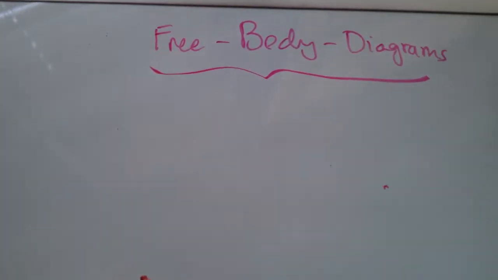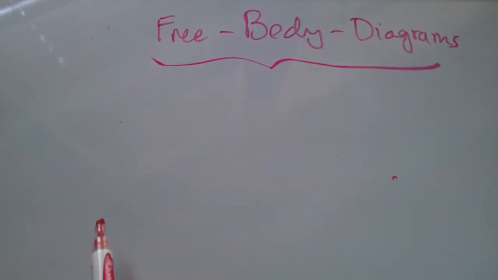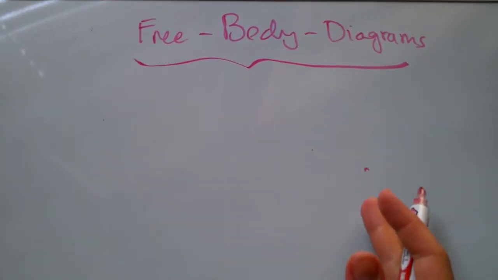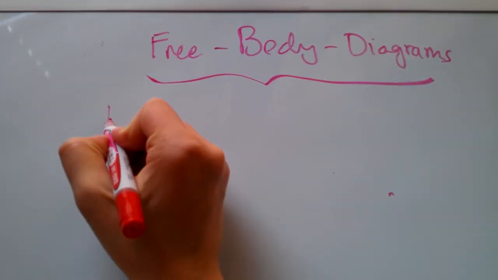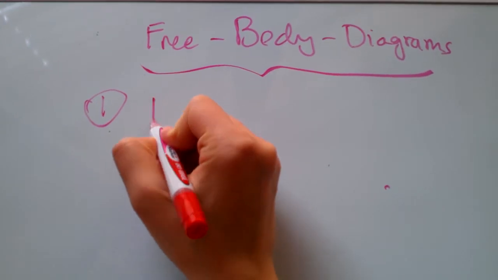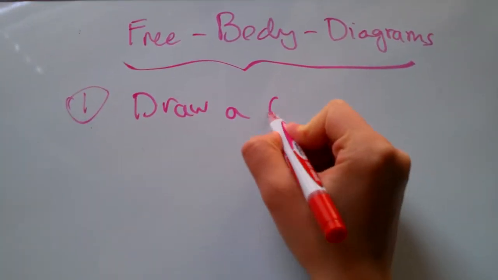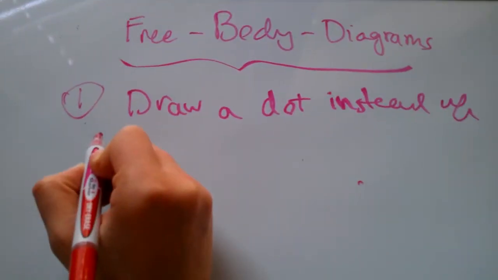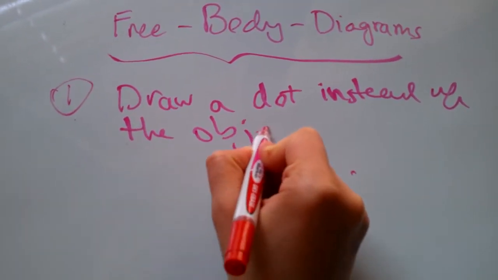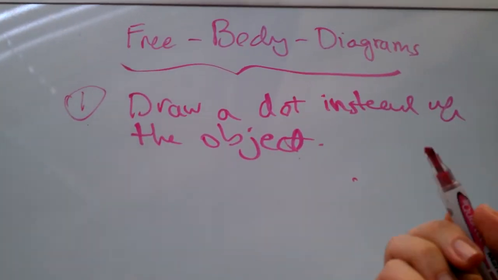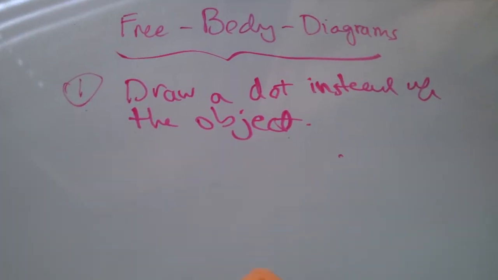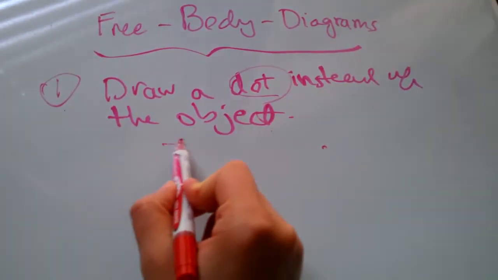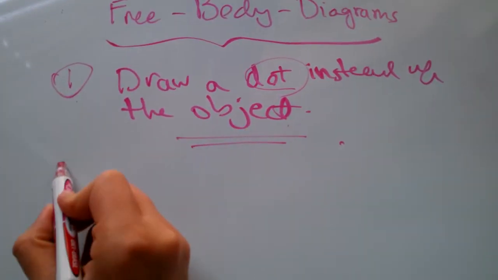There is a recipe you need to follow for a free body diagram. And if you follow that recipe step by step, you never go wrong with your drawing and also with answering the question. The first thing is draw a dot instead of the object. If it's a box, if it's a child, if it's a guy over somewhere, whatever it is, draw a dot instead of the object that's in the question.